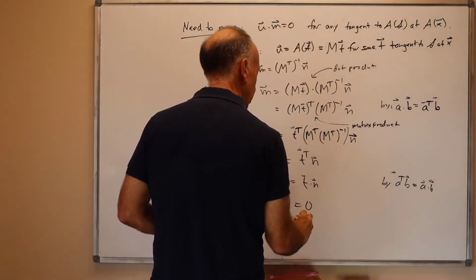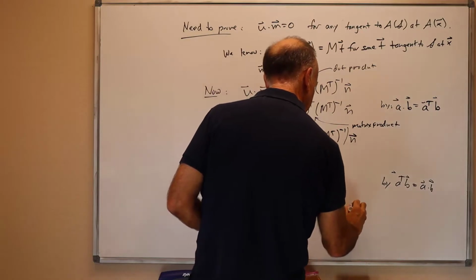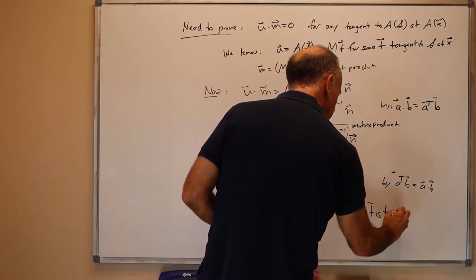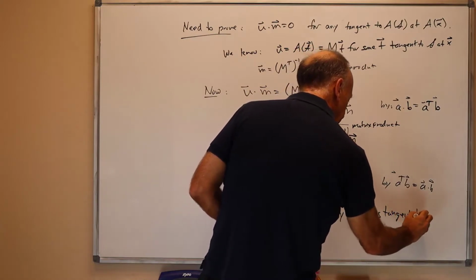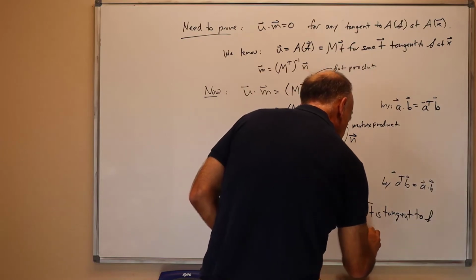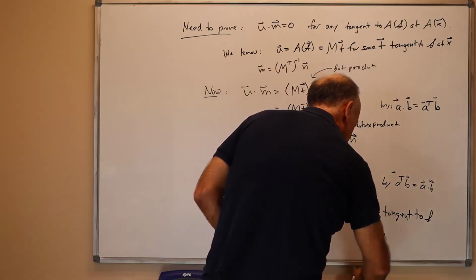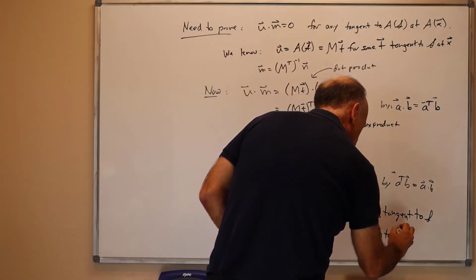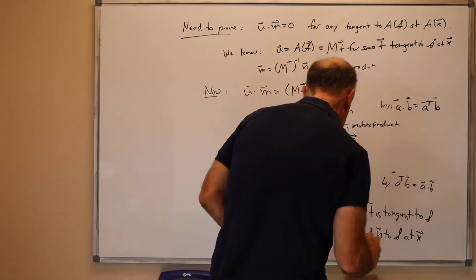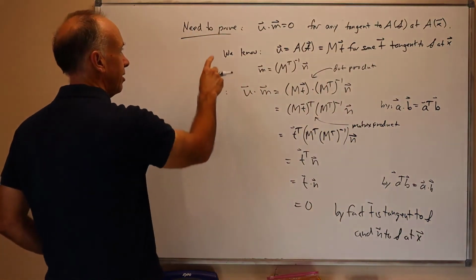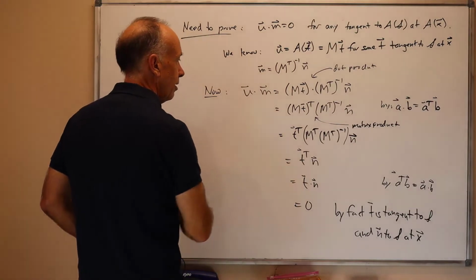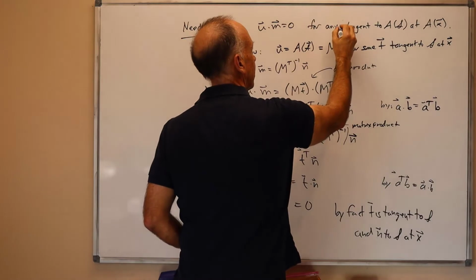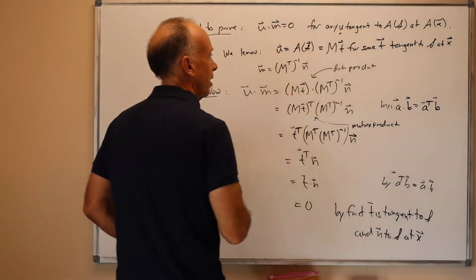And that equals 0 by the fact that T is tangent to S and N is normal to S, both at X. And that's the theorem. We just showed that U dot M equals 0 for any U tangent to A of S at A of X.